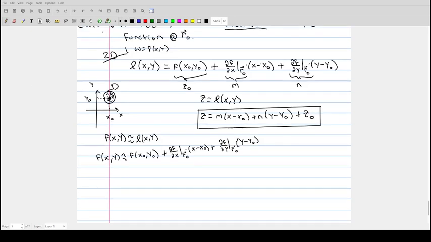I definitely do want to write down, though, what happens for the linearization for a function of 3 variables or any more number of variables. Let's say you have a function g of x, y, and z.